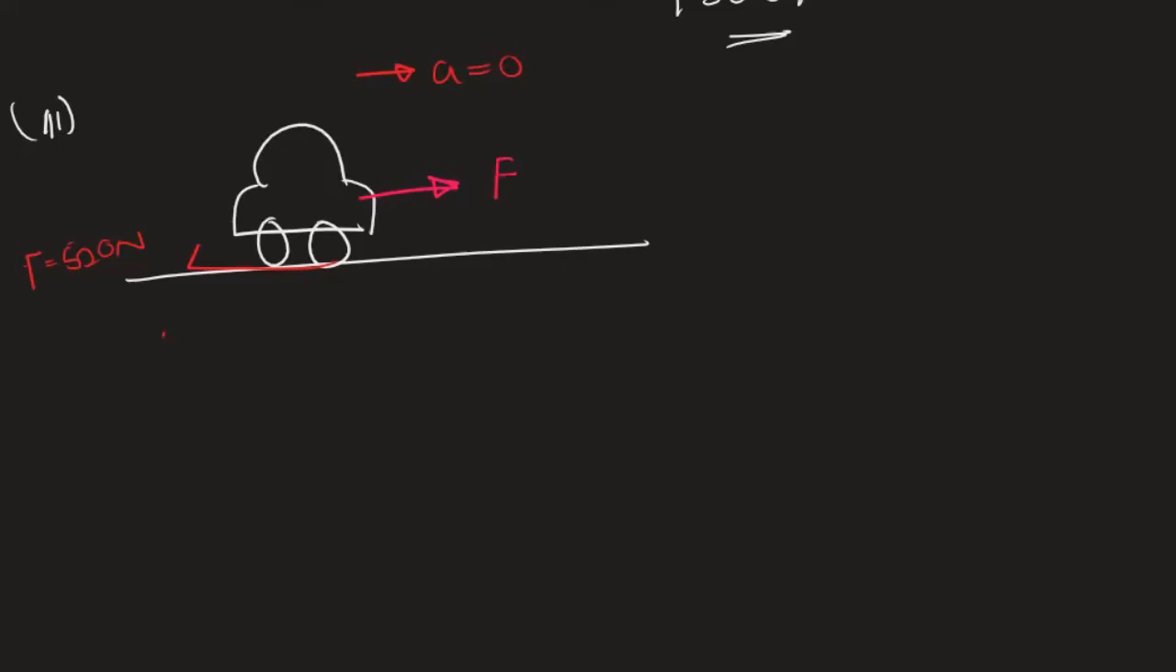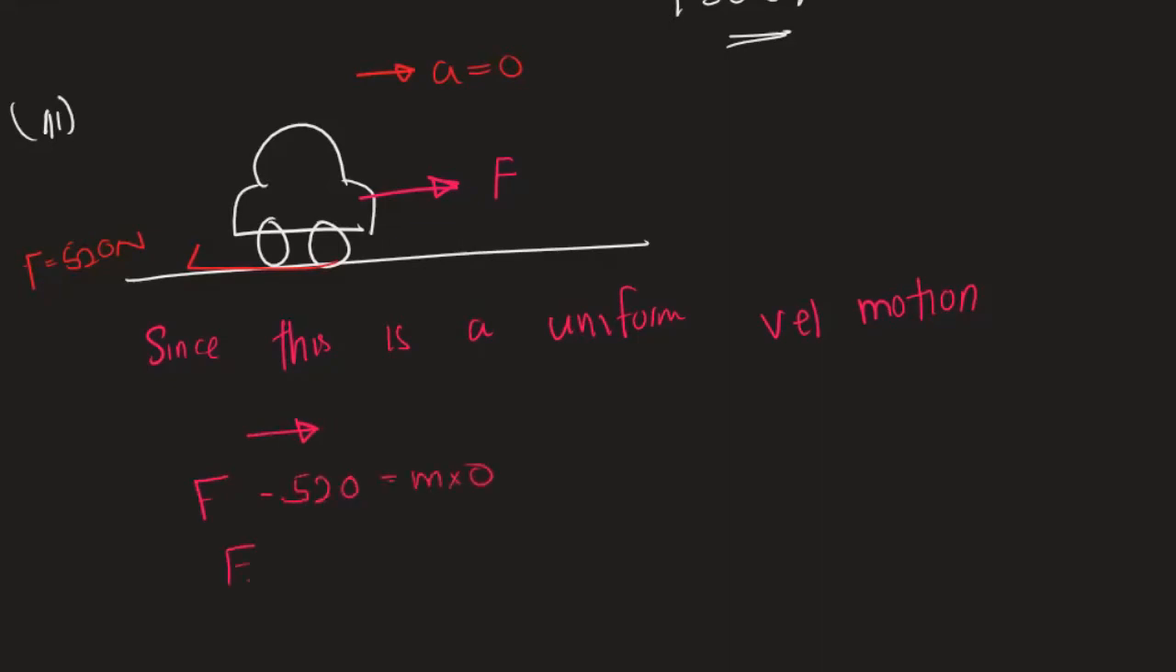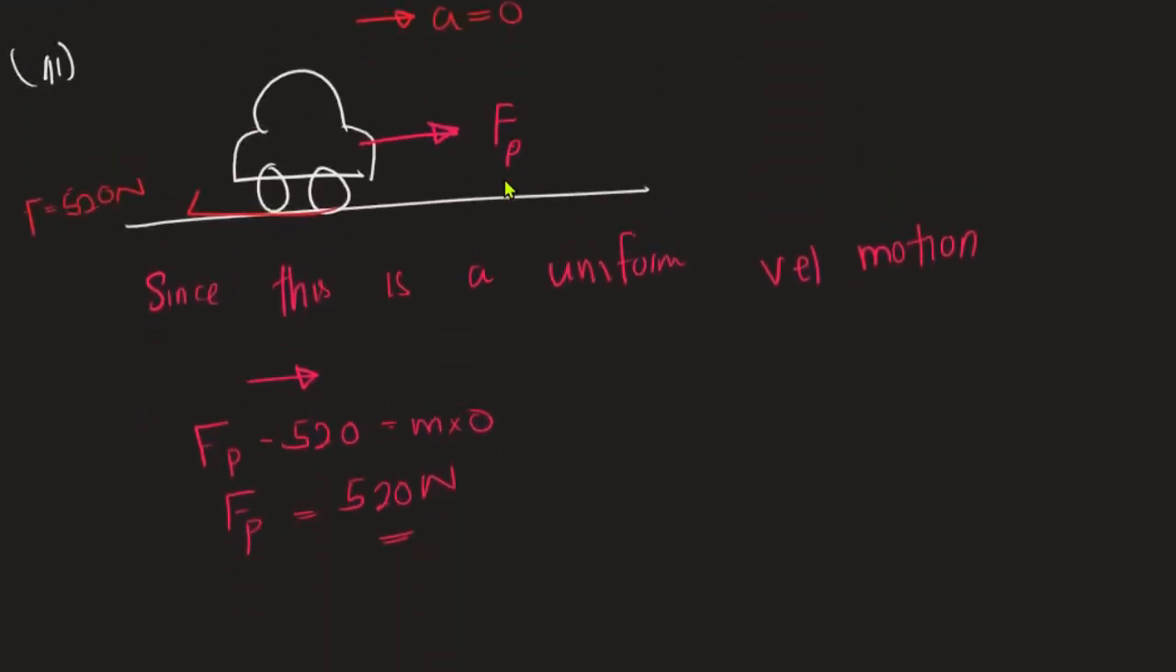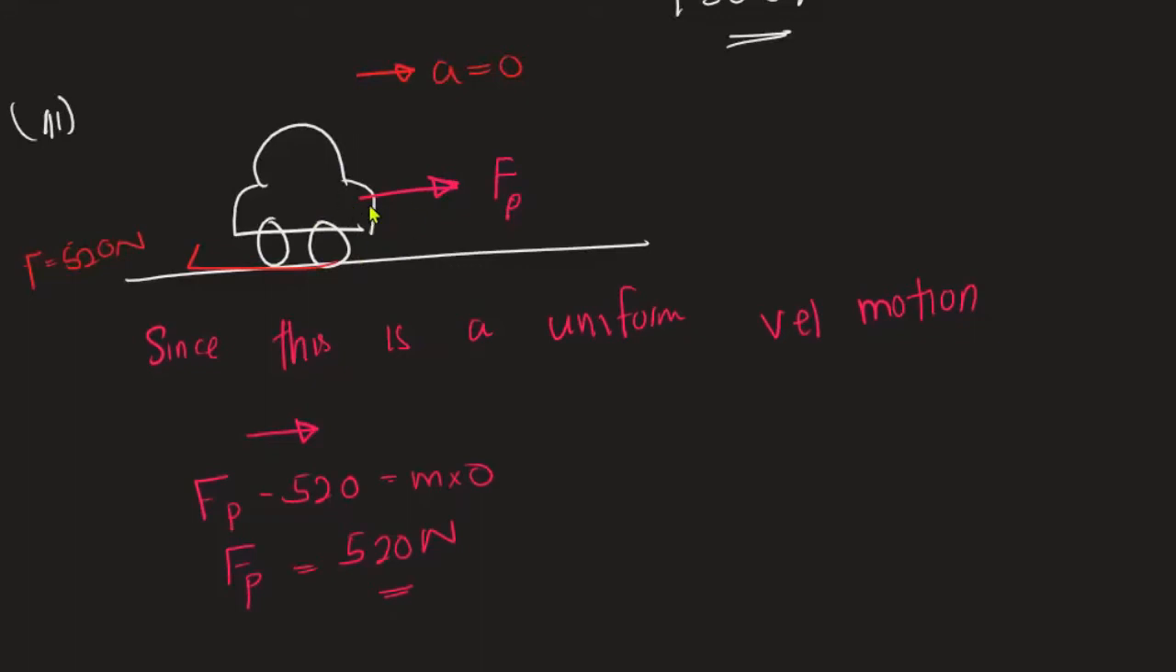So simply, since this is uniform velocity motion, what happens? If we apply F equals ma in the forward direction, F minus 520 is equal to m into acceleration, which is 0. So the forward force, let's assume Fp, is going to be 520 Newton. So this will be the forward driving force acting by the engine.